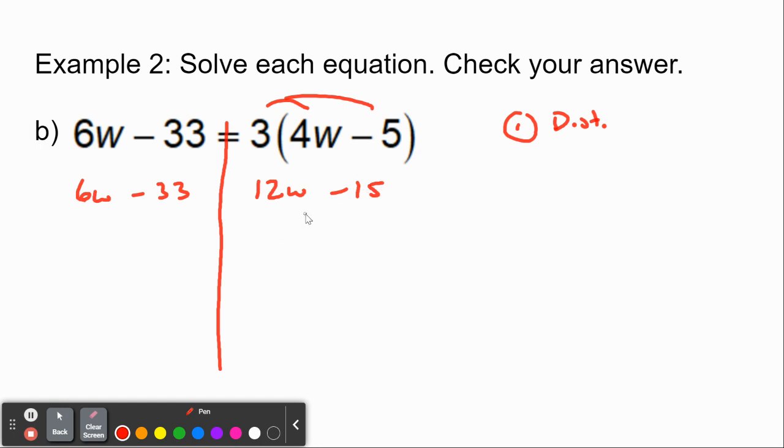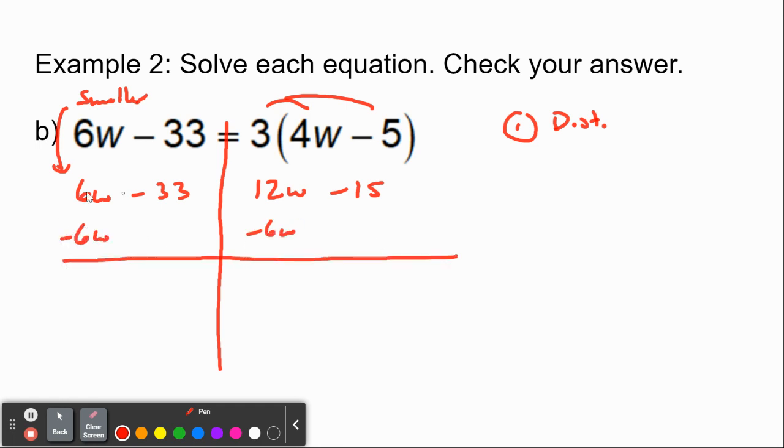Okay, cannot combine like terms on the left-hand side, cannot combine like terms on the right-hand side, so now we need to move. The 6w is the smaller amount of w's, so let's move that by subtracting it on both sides. 6w's cancel, minus 33 comes down. 12 minus 6 is 6w, the minus 15 comes down. So we've established the right-hand side is the variable side, so we need to get a number equal to w. Again, we start with addition or subtraction, then we move on to multiplication or division. And again, I know I keep writing the same stuff down, but I'm just trying to get it ingrained in your brain that this is what you do.